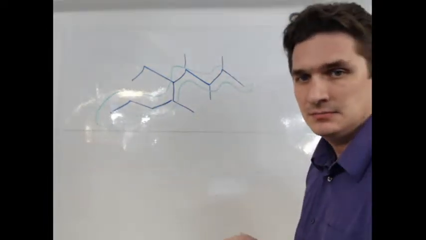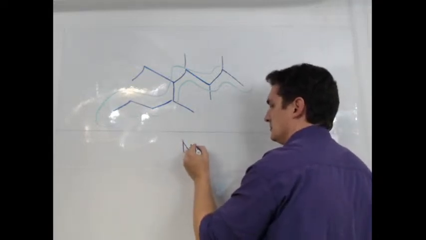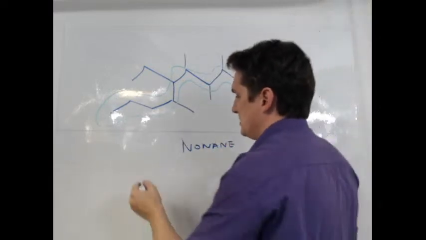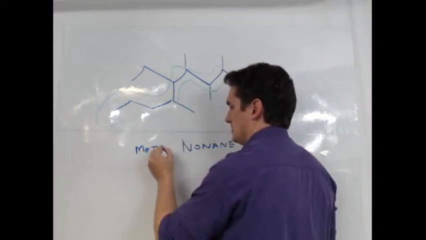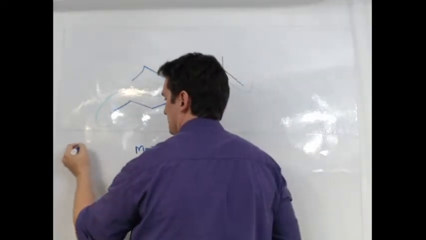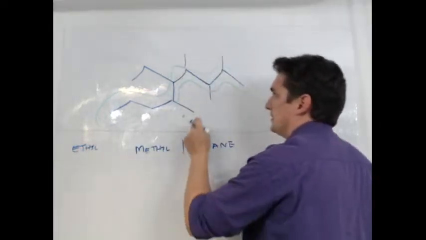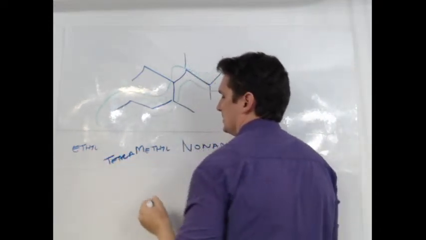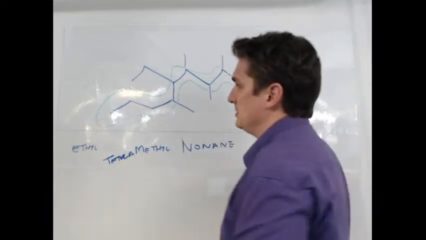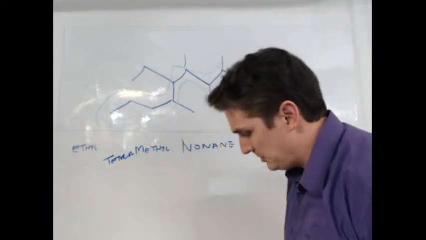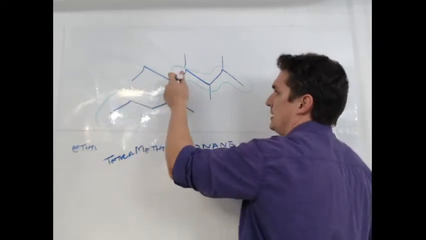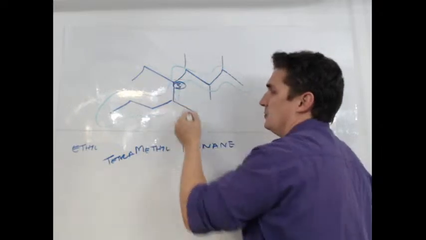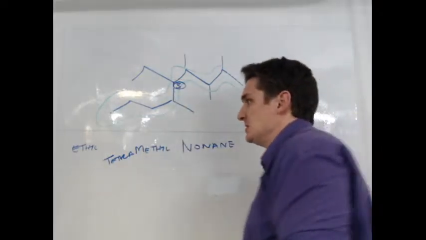So this will be nonane. I look at my branches. I've got methyl branches and an ethyl branch. And I've got 1, 2, 3, 4. So it's something ethyl, something tetramethyl. As far as numbering where the ethyl goes, I have 1, 2, 3, 4, 5. 1, 2, 3, 4, 5. So no matter which way I ordered, I ended up getting the ethyl at the 5th position.